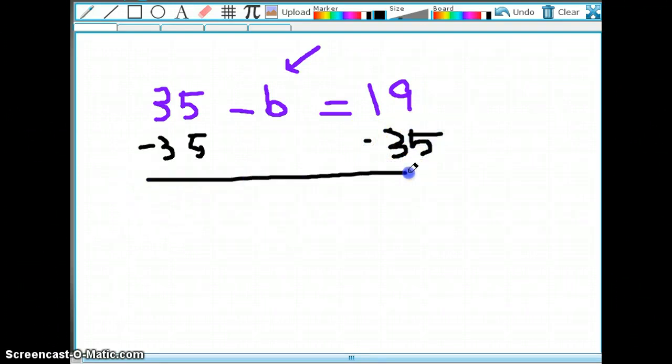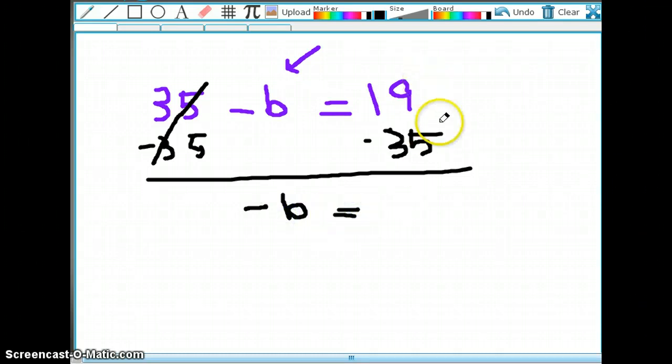So here we have eliminated the 35. We're going to bring down the b. We're going to bring down the subtraction sign with it. Equals. Now, how do we combine this? We have a positive 19, that's in purple, and a negative 35, that's in black.